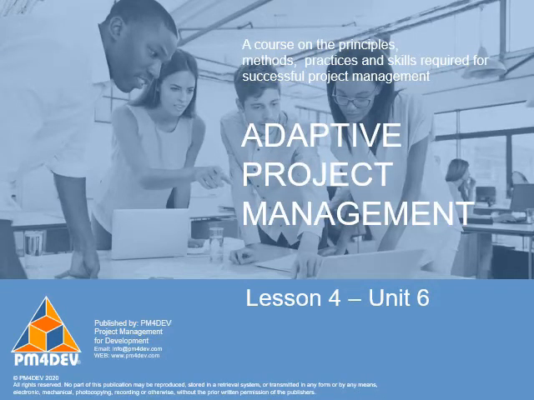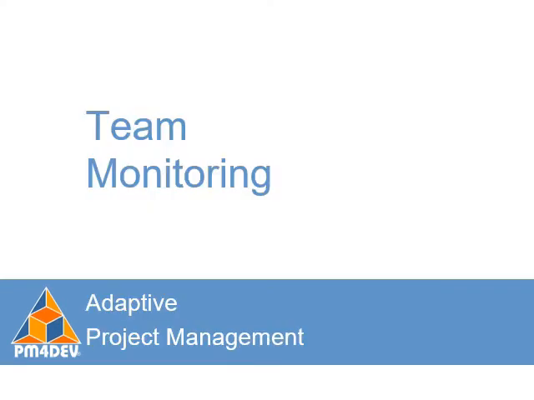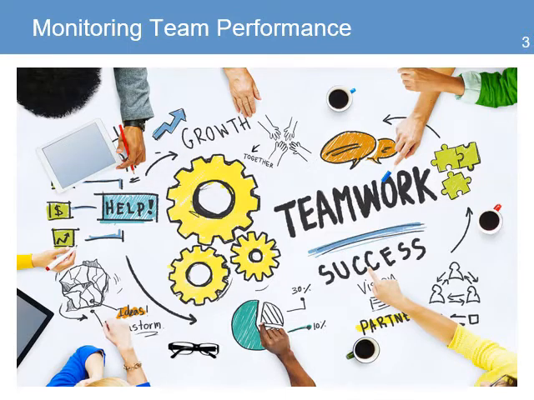Lesson 4, Unit 6, Monitoring the Team. In the monitoring phase, it is good practice to also pay attention to the performance of the project team. The performance has a direct relationship to the success of the project, and it's important to identify challenges or problems with the team and make the required changes as soon as possible.